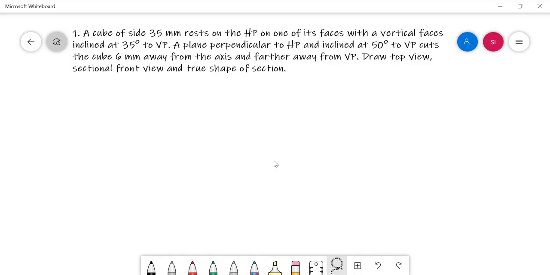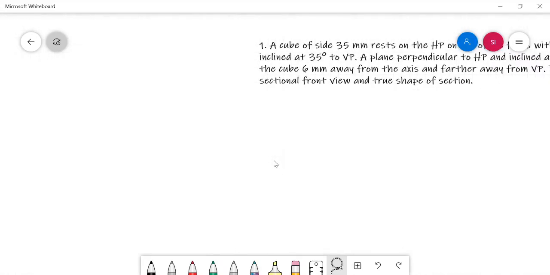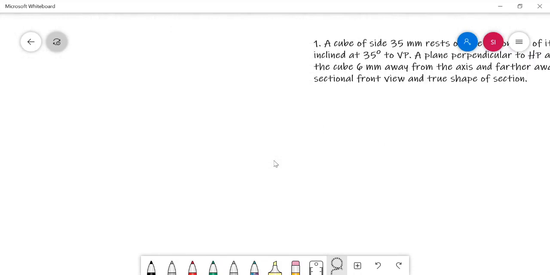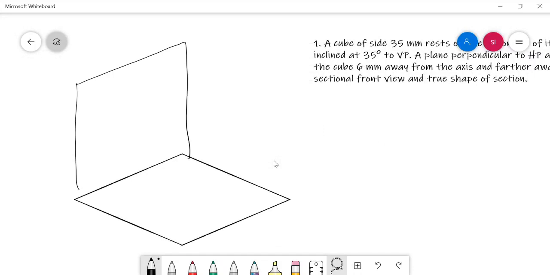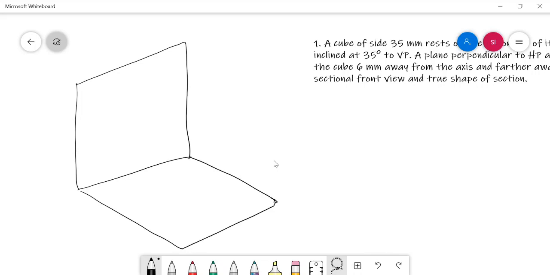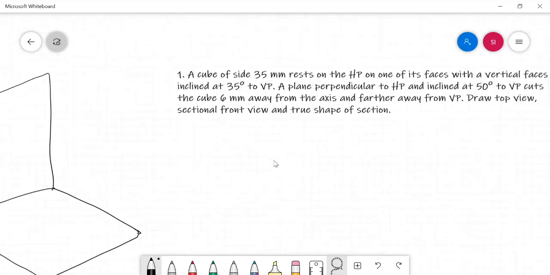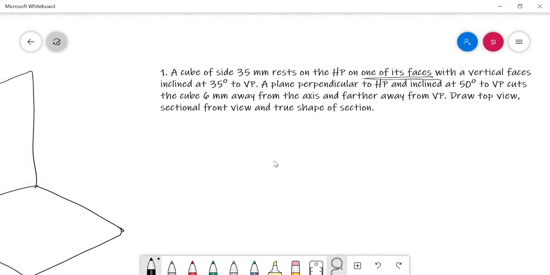And before going to the answer, first we have to decide about the projections of solids. So our object cube is going to rest on the horizontal plane by one of its faces. Totally, a cube is having 6 faces. All are in equal shape and size. It's a 35 mm side cube.